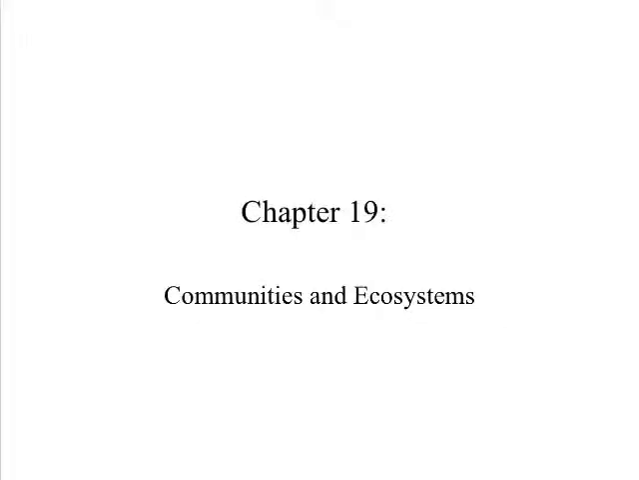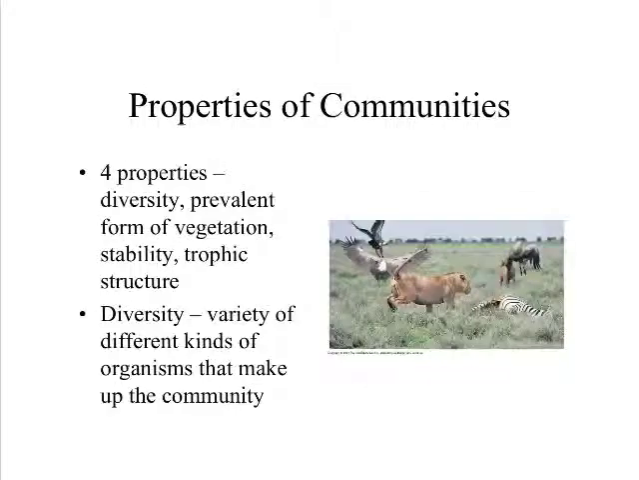We've taken a look at ecology at the organismal and population levels. Now we're going to take a look at ecology at the community and ecosystem levels. When we talk about a community, there are 4 different properties of a community that we can study: the diversity, the prevalent form of vegetation, stability, and the trophic structure.